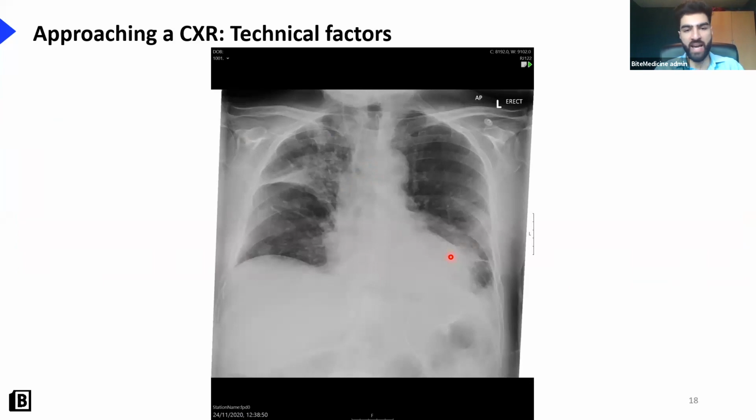Okay, forget the problem in the lungs, ignore the lungs. What is the technical inadequacy on this film?